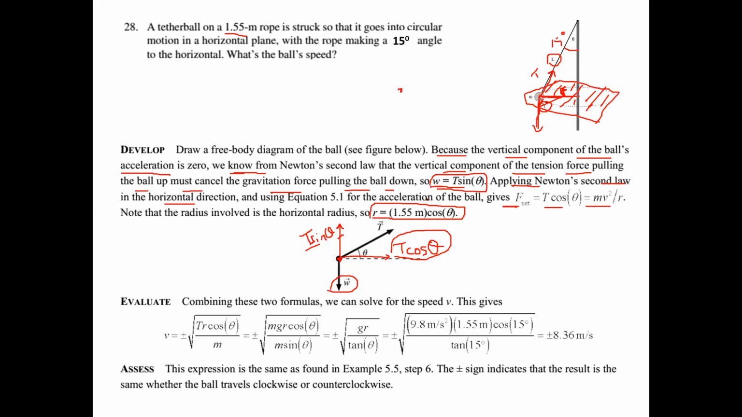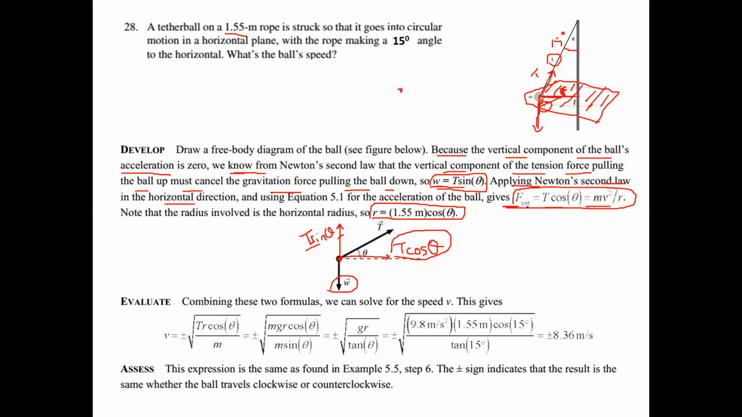Now let's stop here. You have three equations. One is weight is equal to T sine theta. The other one, the horizontal component of the tension generates a circular motion, second equation here, this one. Also, you know the radius of your circular motion will be equal to 1.55 meter cosine theta. Okay, now you will combine all this.